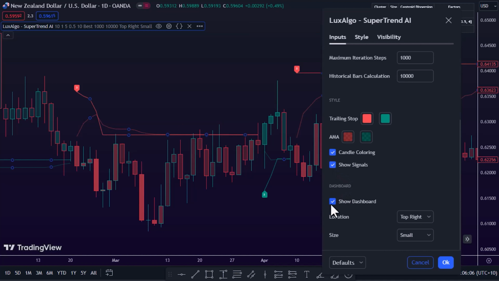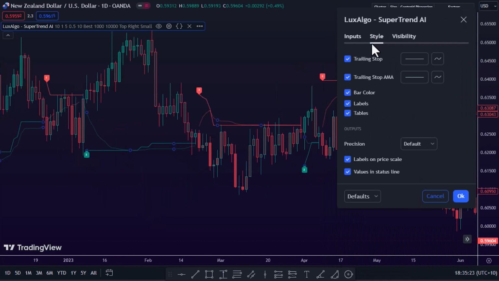There is the option to check the show dashboard. There is also an option to switch the location from the top right to the bottom right and to the bottom left. The size can also be switched from tiny to small and to normal. Under the main style section, there are boxes to check or uncheck more parameter settings, such as the trailing stop, AMA, bar color, labels, tables, labels on the price scale, and values in the status line.